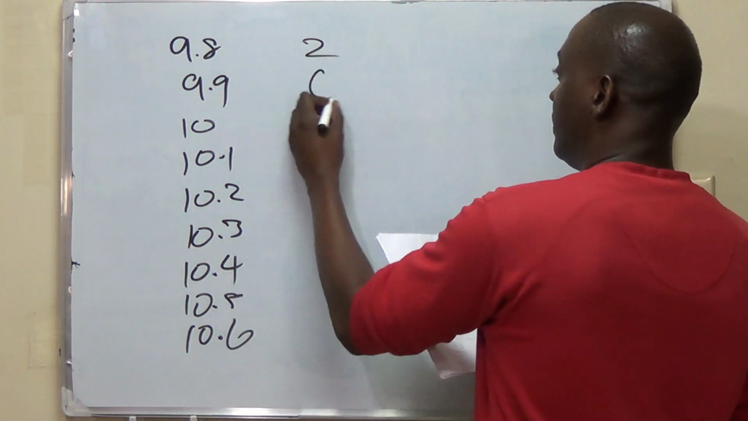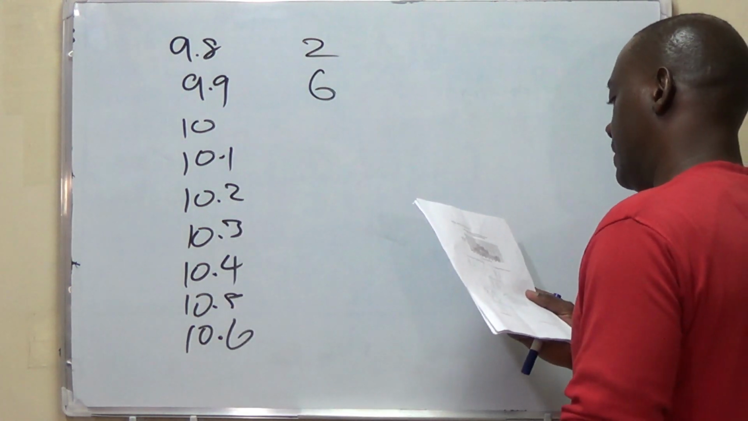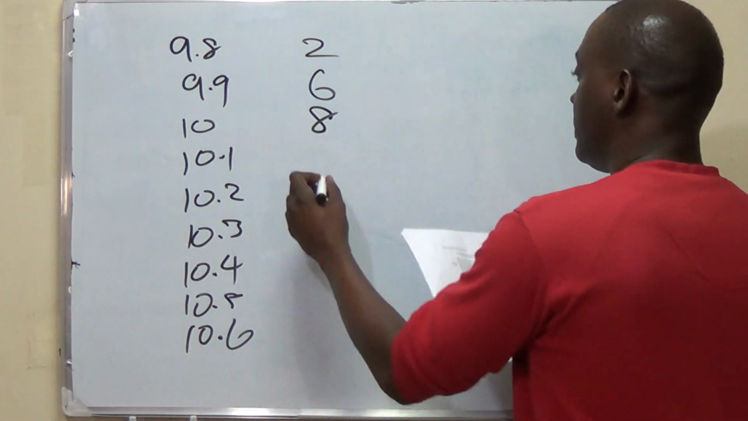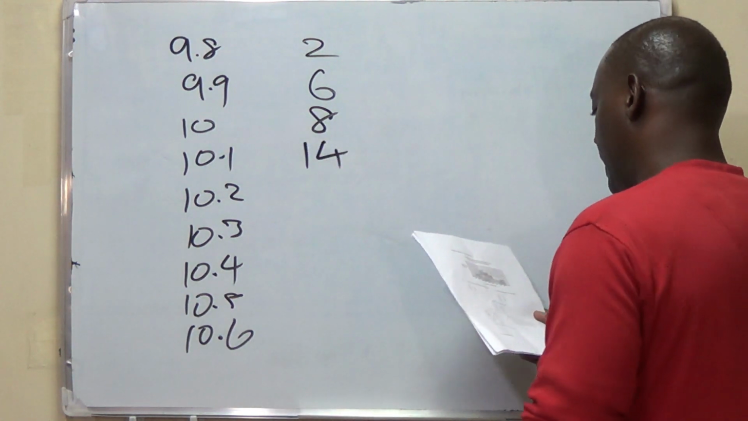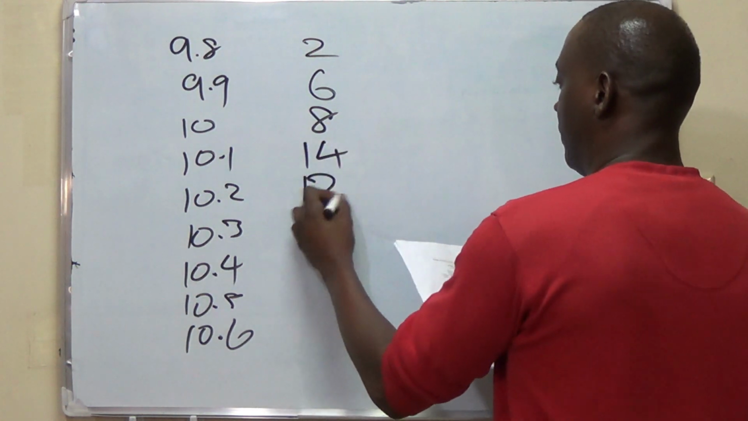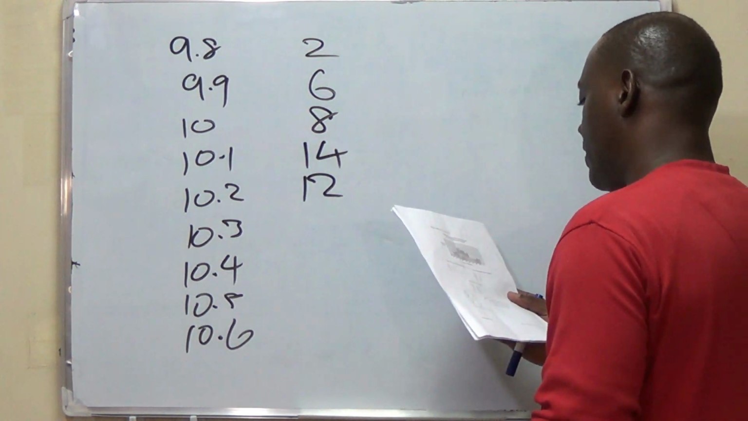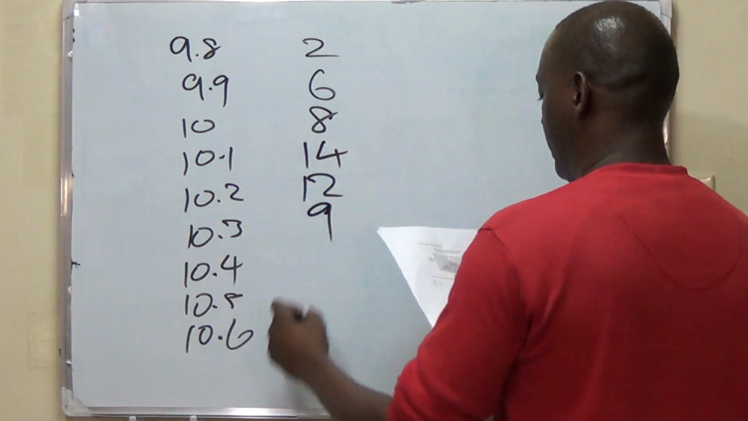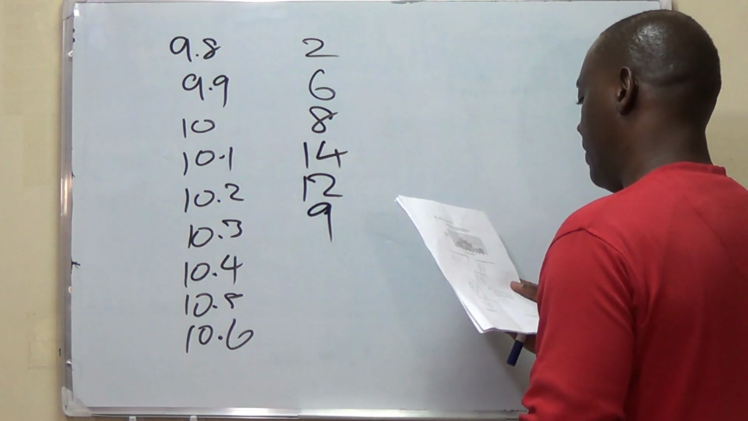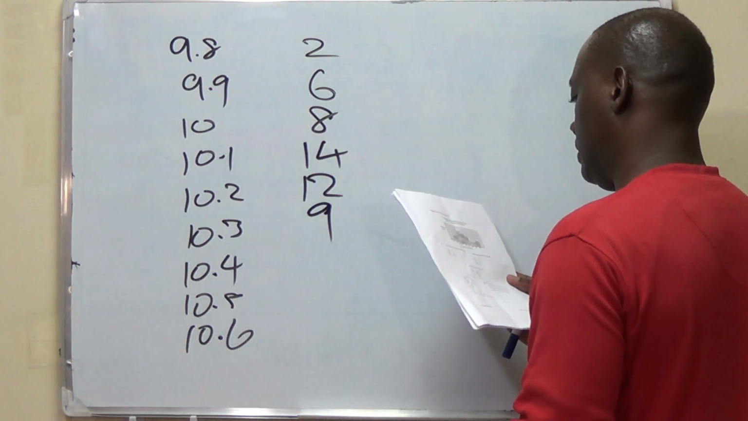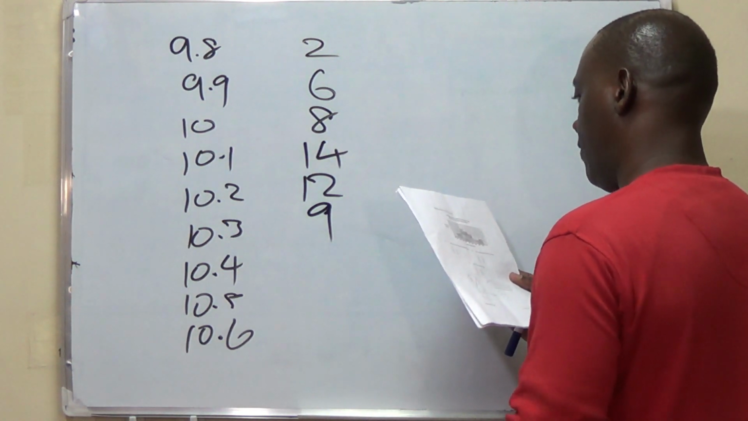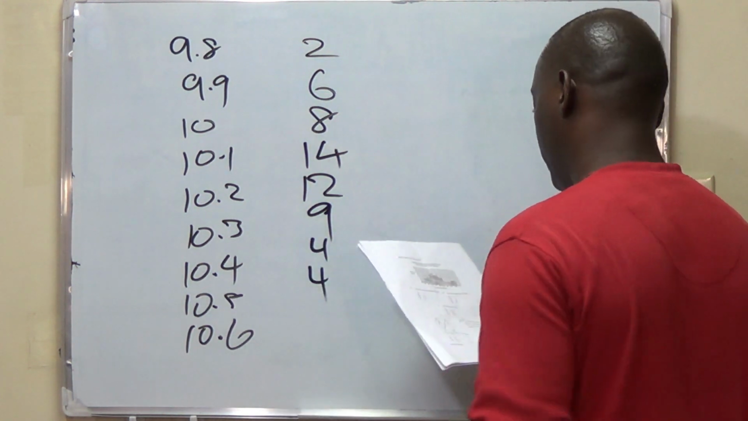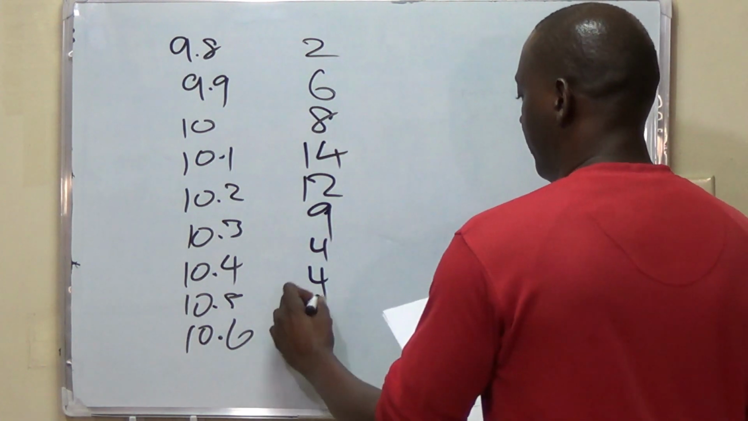9.9, we have a frequency of 6. 10, we have a frequency of 8. 10.1, we have a frequency of 14. 10.2, we have a frequency of 12. 10.3, we have a frequency of 9, that's between the 8 and the 10. 10.4, we have a frequency of 4, yes, 10.4 frequency of 4. 10.5, we have the same frequency of 4. 10.6, we have a frequency of 6.